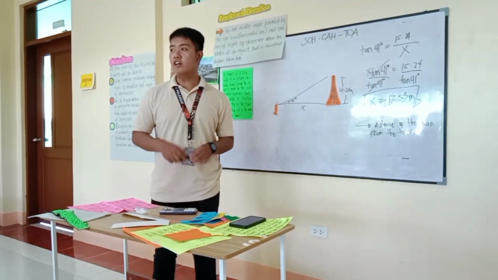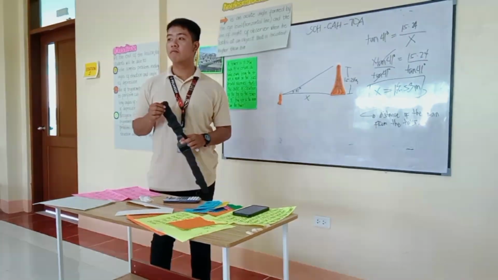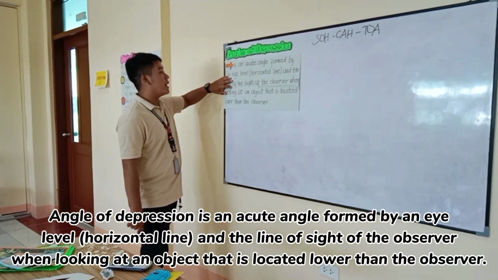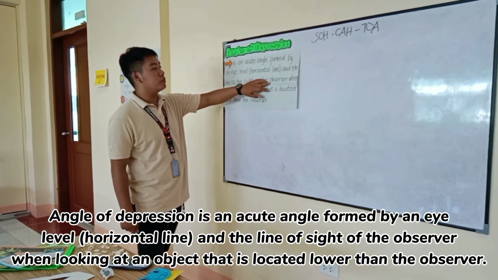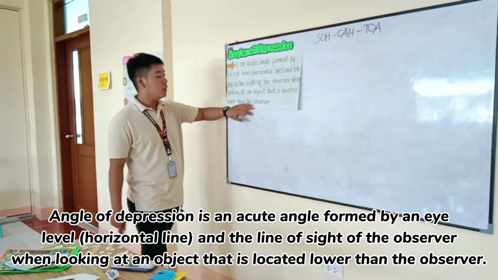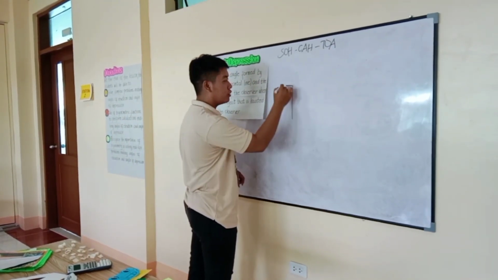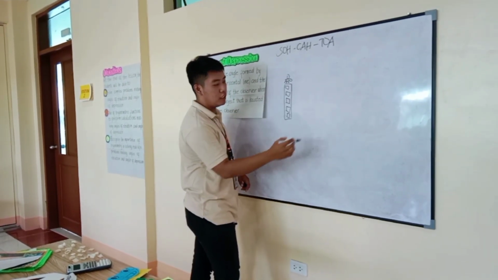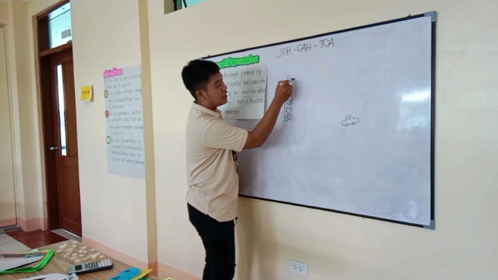Yes. Very good. So let's now proceed to angle of depression. Angle of depression is an acute angle formed by an eye level horizontal line and the line of sight of the observer when looking at an object that is located lower than the observer. For instance, Kim is at the top of the building, and she is looking at the car down here. Yes, she is looking at the car.